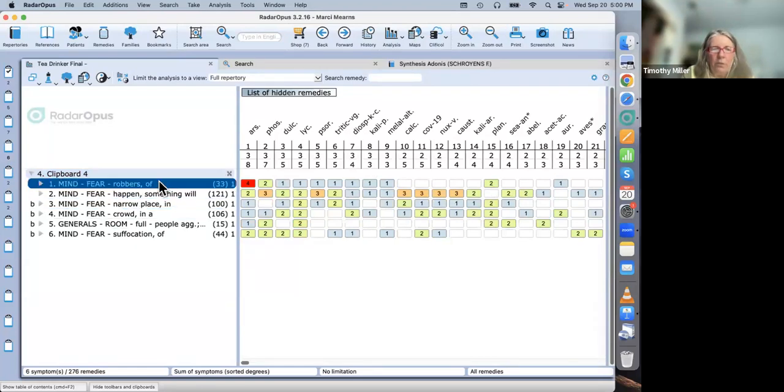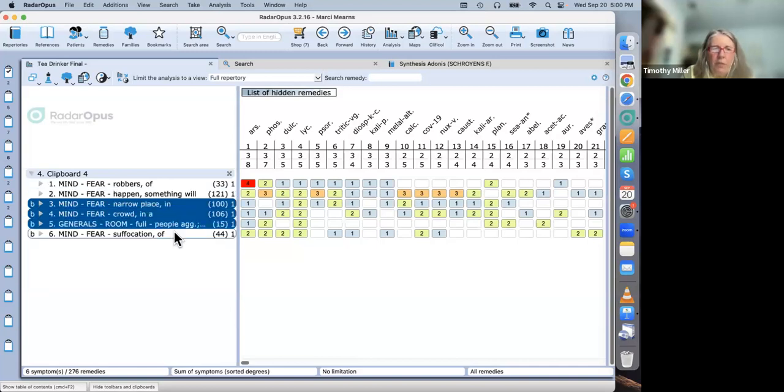Yeah. Fear of robbers, fear something will happen. And then we have these narrow place, in a crowd, room full of people, fear of suffocation. That's all the same idea, isn't it? So I just group those again into a group. As long as the letter of the alphabet is different than any of the other groups, you're good. Now, the details of why we choose various rubrics to group, we can talk about in a bit more detail. It's also discussed by Margaret Tyler in one of those slides that I skipped previously.